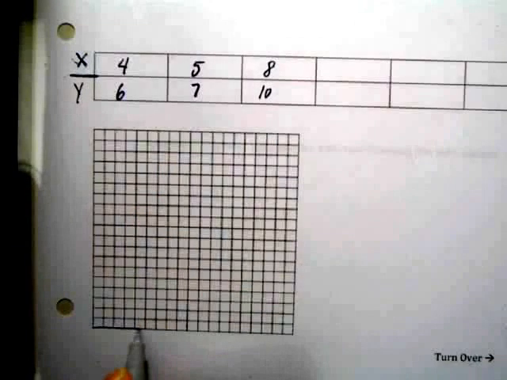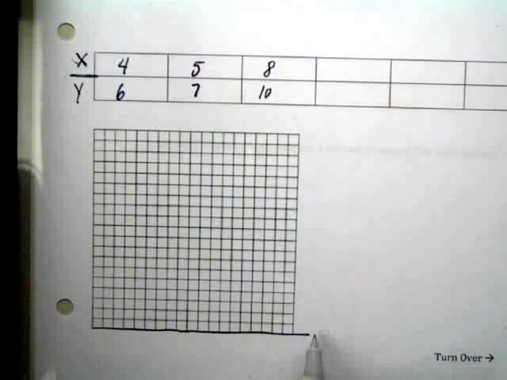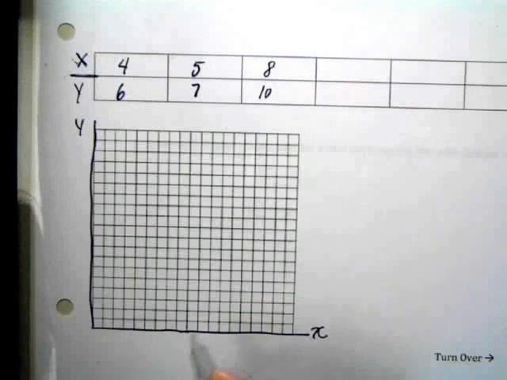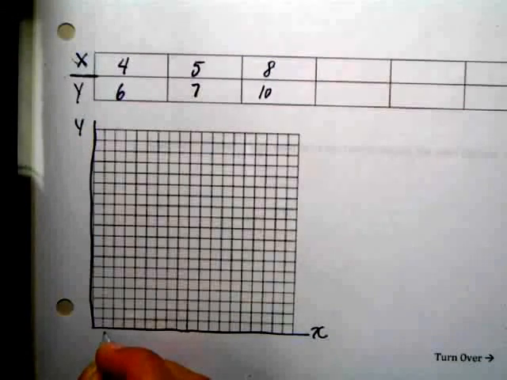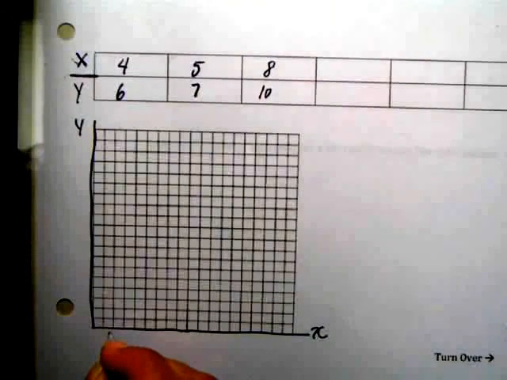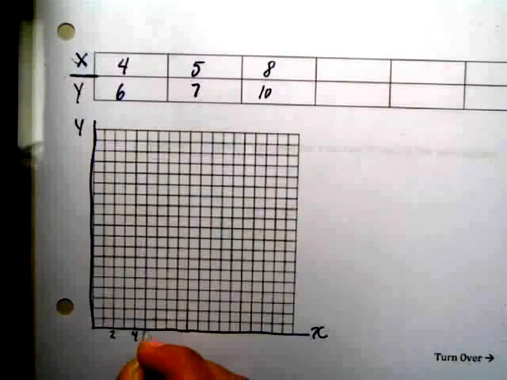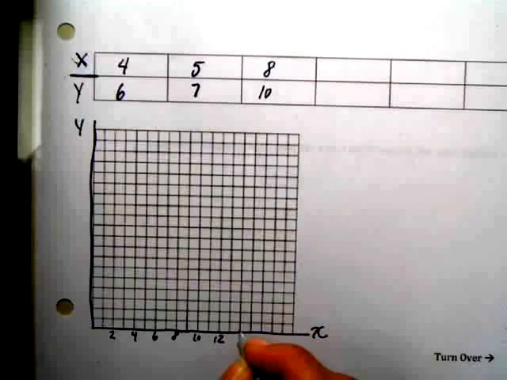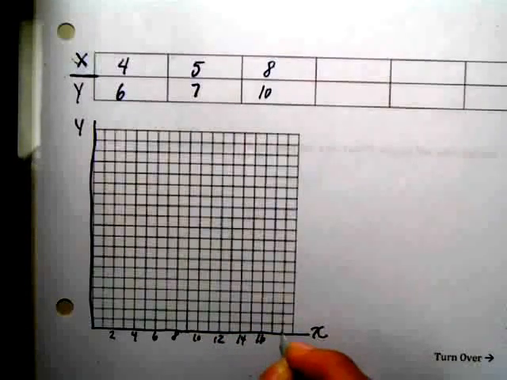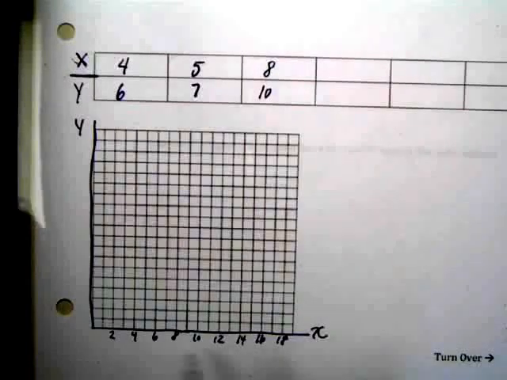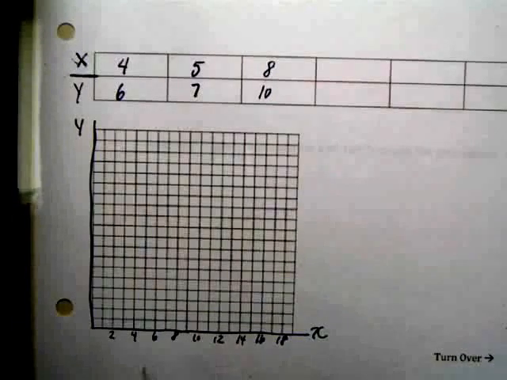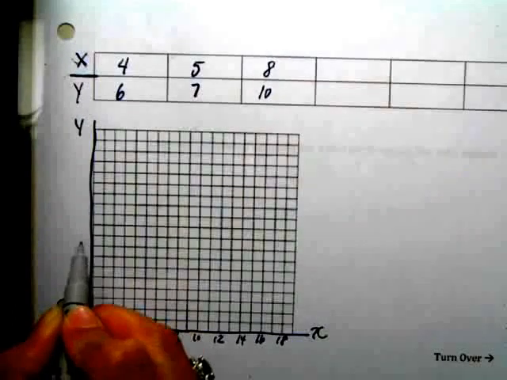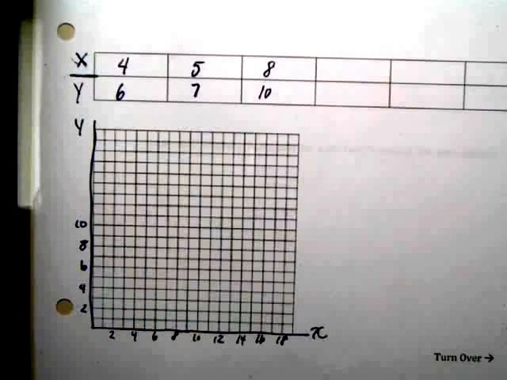So we know that this is going to be an x-axis. Remember to label. And this one's going to be my y-axis. I've decided that I'm going to mark them by ones. So this one's going to be 2, 3, 4, 5, 6, 7, 8, 9, 10, 11, 12, 13, 14, 15, 16, 17, 18. Okay? So even though I've labeled them by 2s, I'm really counting by 1s. And I'm going to do the exact same thing over here. So this one's going to be 2, 4, 6, 8, and then 10. Okay?